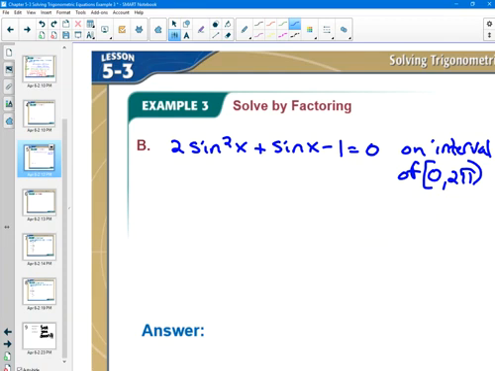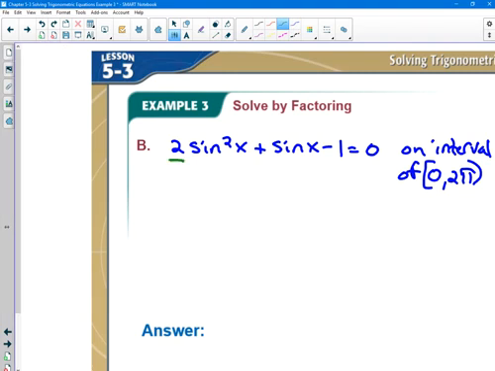So if you remember, this is A. We don't have a number here, so that would be B, 1, because it's 1 times sine x. And this is C. So A, B, and C. So we draw our little diamond box. And it's A times C goes up here, so that's 2 times a negative 1, so negative 2. And then our B number goes in the bottom. So we have to come up with two numbers that multiply to a negative 2, but add up to a positive 1.